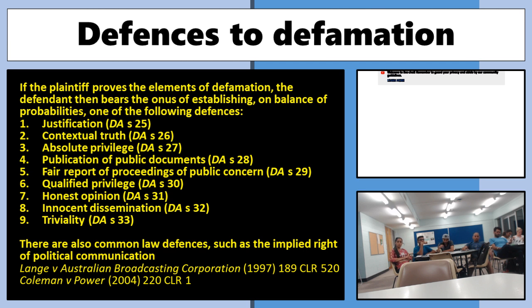And so again, going back to our mate, Pat Coleman, the former JCU law student, so it wasn't a defamation matter, but they did say, we have an implied right of political communication. ABC and Longy was the New Zealand Prime Minister in the 80s, and the ABC published something about him that he didn't really like very much. And they said that, look, in relation to politics, too bad. Longy actually lost and he had to pay costs.